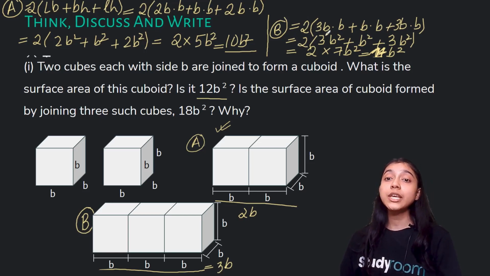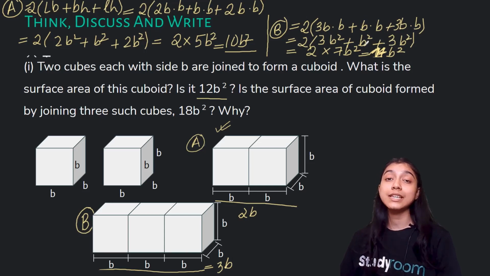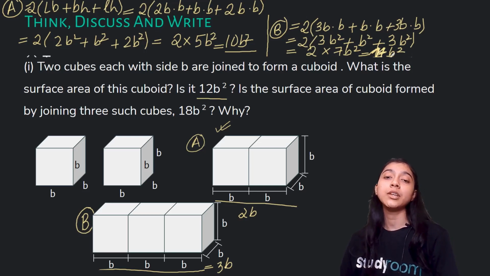So it's 2 times 3b, that is the length, multiplied with b, that is breadth, plus we have breadth into height, again it will be b multiplied with b, plus length into height, that is 3b multiplied with b. So this gives us 3b square plus b square plus 3b square. Adding all of them up, we get 3 plus 3, 6 plus 1, 7b square. So we have 2 multiplied with 7b square, that ultimately gives us 14b square.